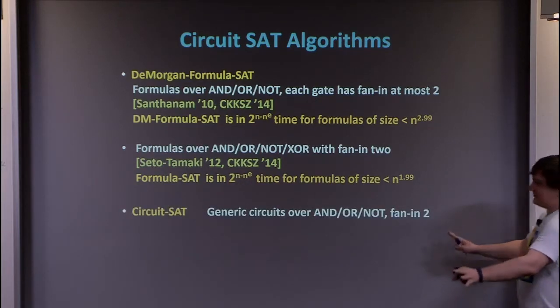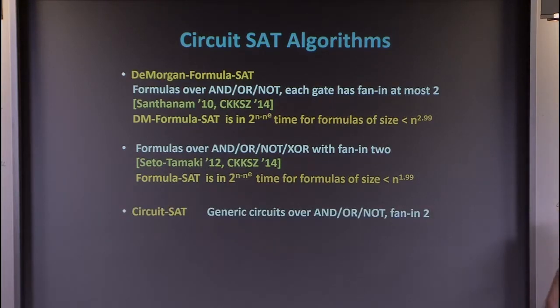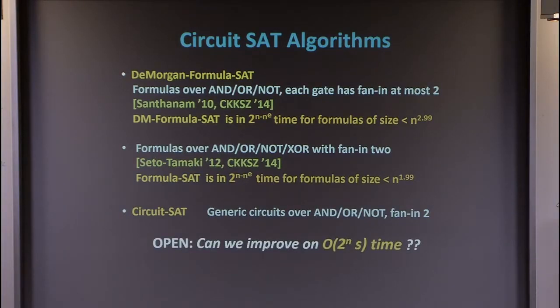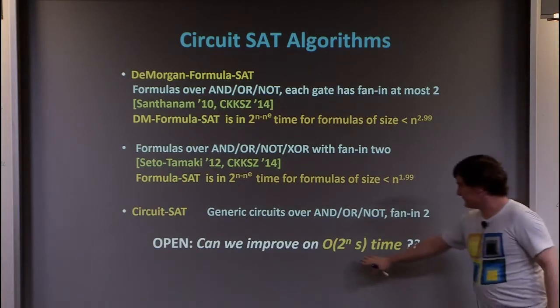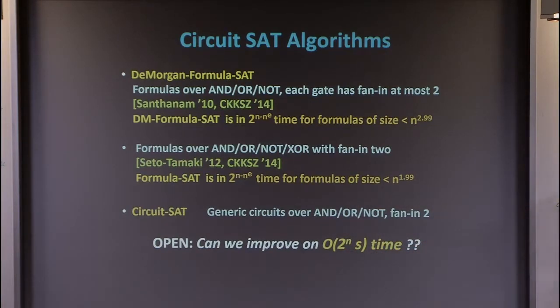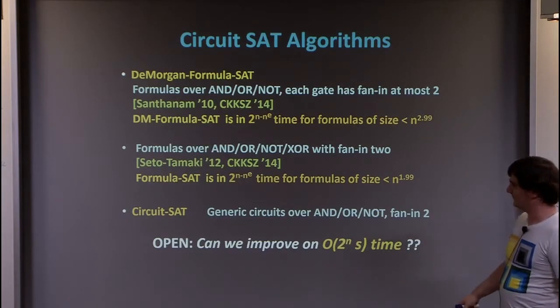And for, let's say, generic circuit SAT over AND, OR, NOT with fan-in 2, I think a big open problem is, can we improve over exhaustive search? Can we improve over 2 to the n times s time? Can we? Oops, I think I accidentally just ended the presentation. Oh, okay. Yeah. So, can we do anything better than exhaustive search here? I don't really know.